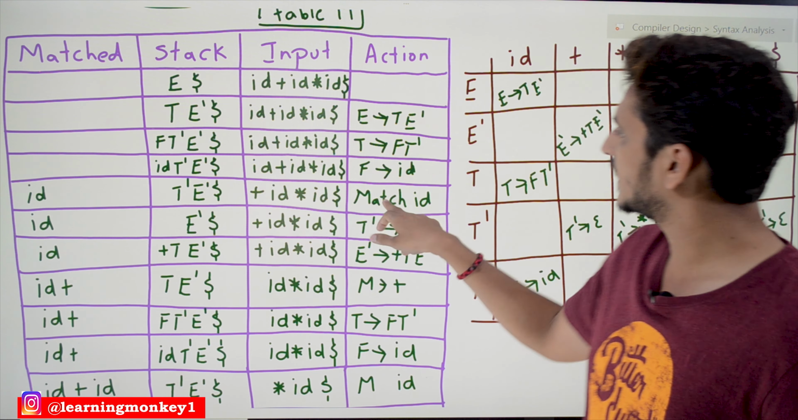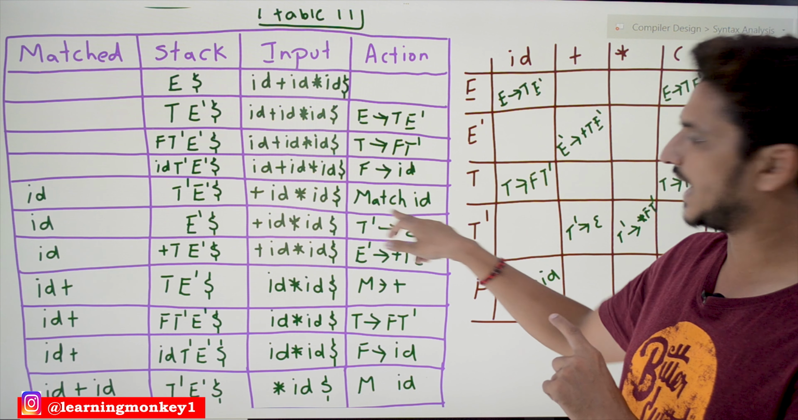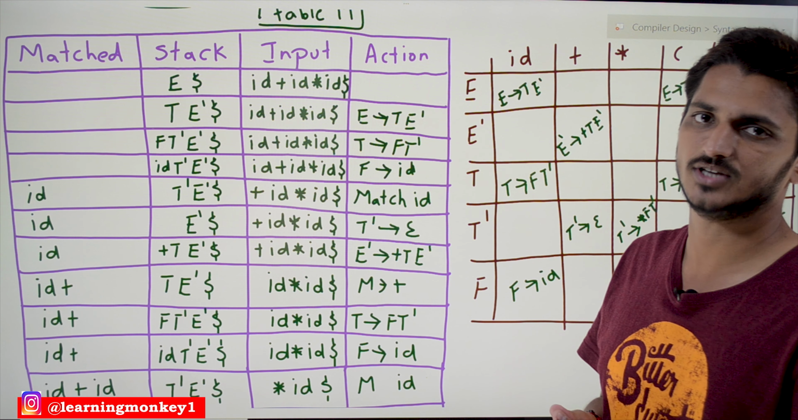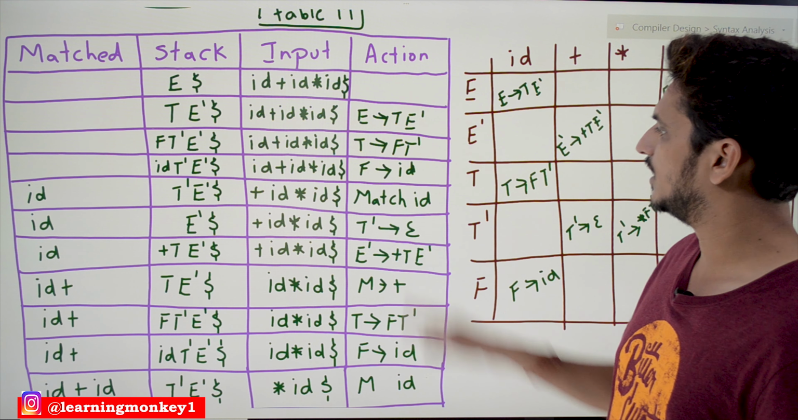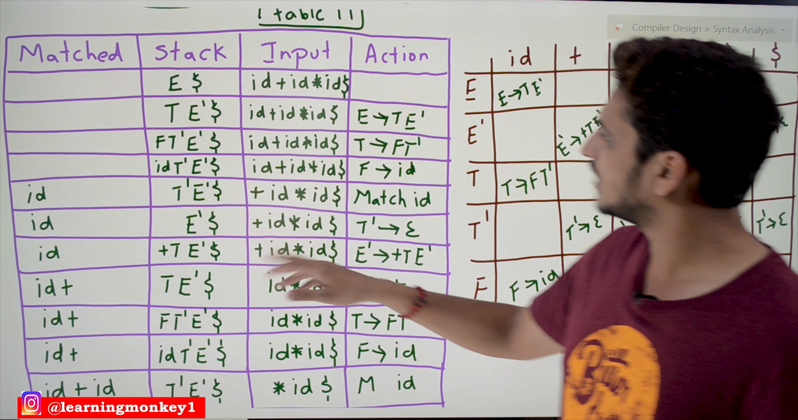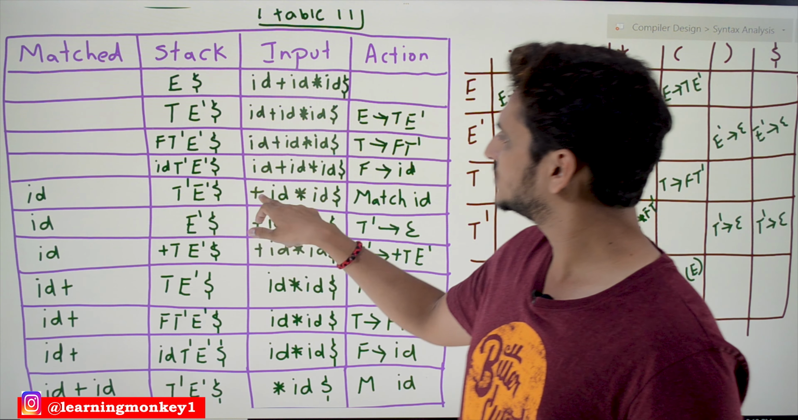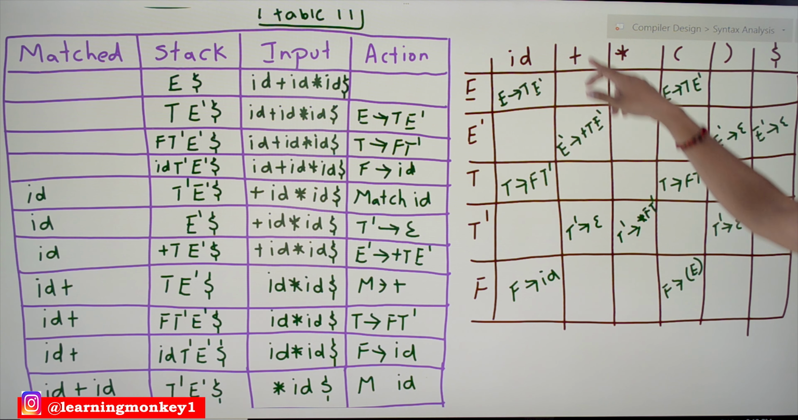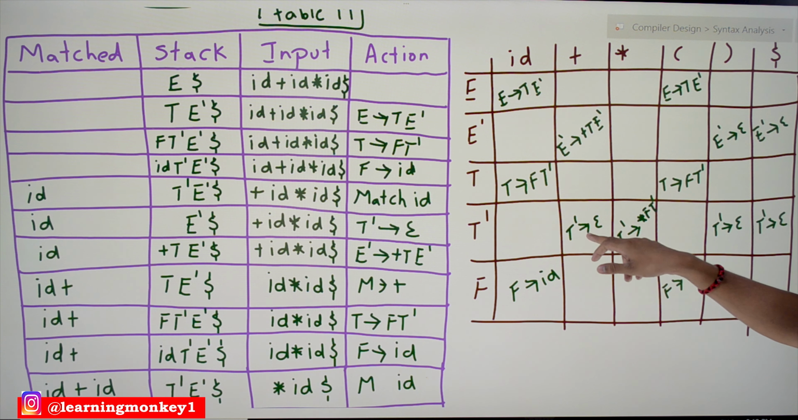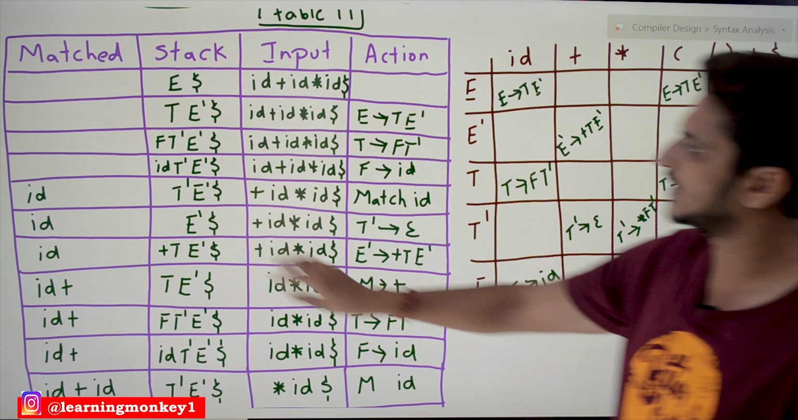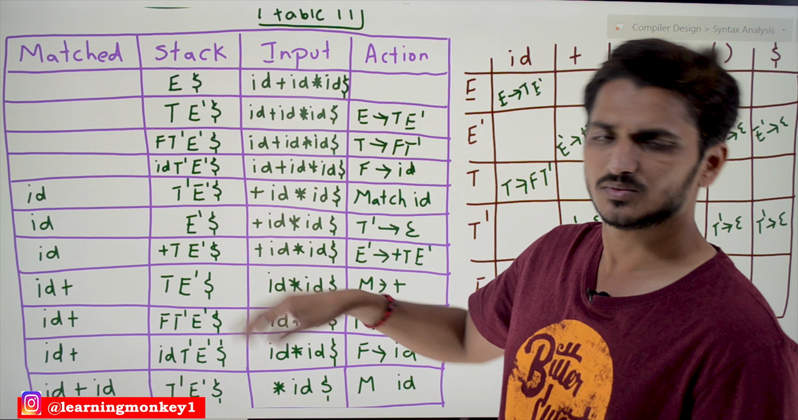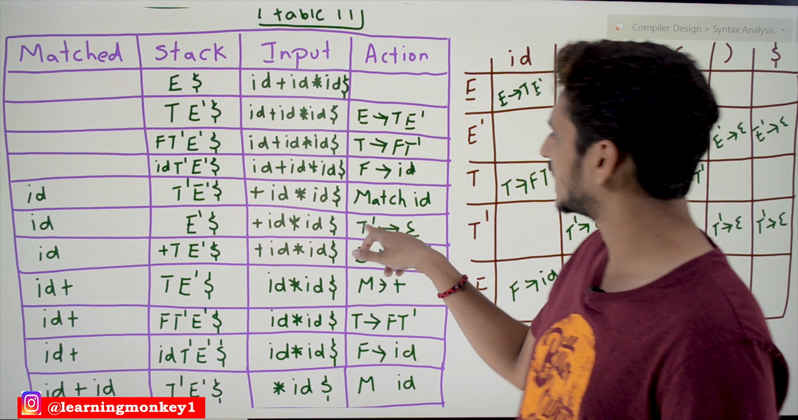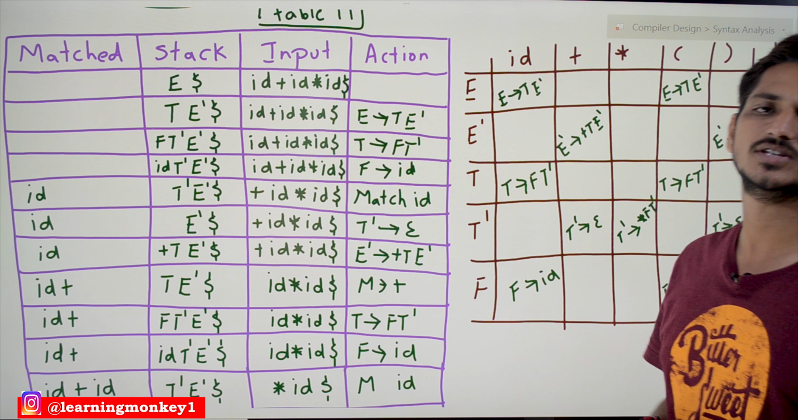So now what action has been taken? We are matched, ID has been taken. That is the action that has been done on the program. ID has been matched. Now coming to this T dash plus, what it says, T dash tends to epsilon. That's why pop T dash, placing epsilon means there is nothing. That's why E dash dollar. What action has been taken? T dash tends to epsilon.